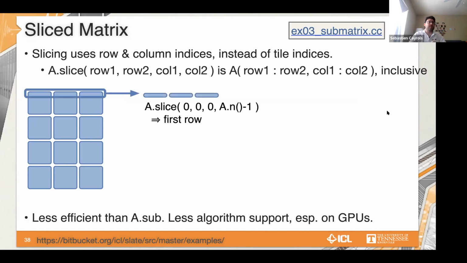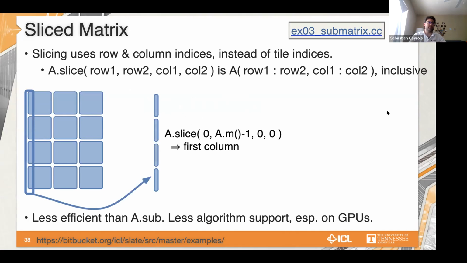So if you want to get the first row, we're going to do A.slice from 0 to 0 for the rows, and from 0 to the end. Now here it's not A.nt, but A.n, because we're in the space of the columns, not in the space of the tiles. We can do the same for the first column. It's going to be A.slice from 0 to A.m minus 1, and for the column from 0 to 0.